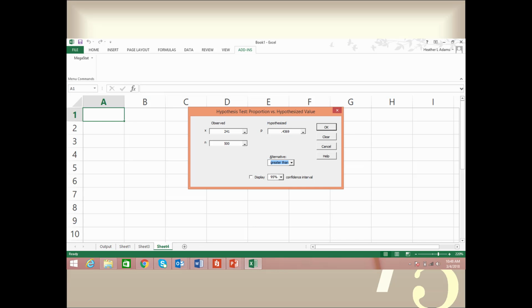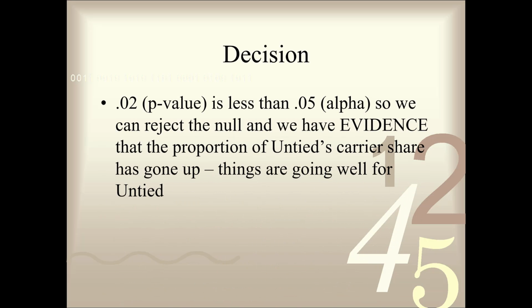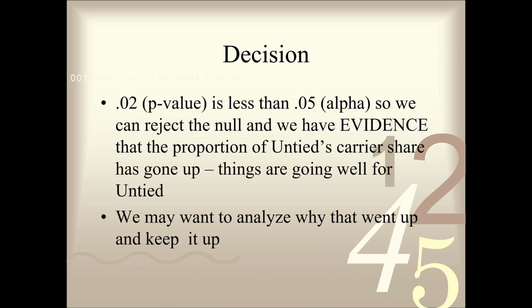So let's make it a greater than problem now. Since we did see that the sample proportion was greater than the hypothesized 0.4369, let's test if it's statistically significantly greater. Okay, 0.02 is less than 0.05, so we can reject the null, and we have evidence that the proportion has gone up. Things are going well for United. We may want to analyze why that went up and keep it up.